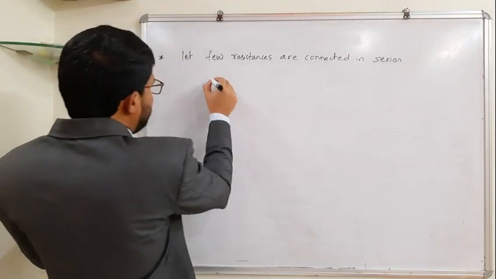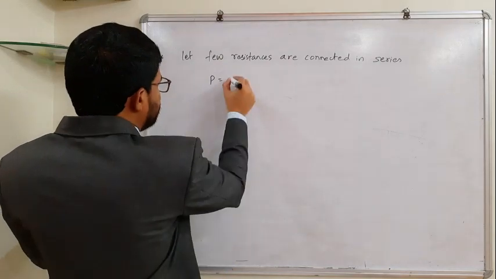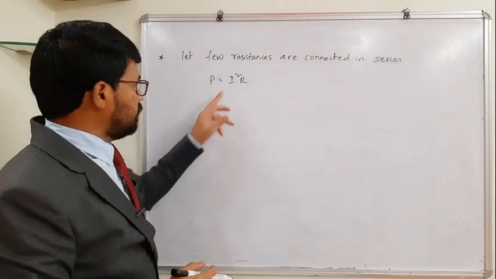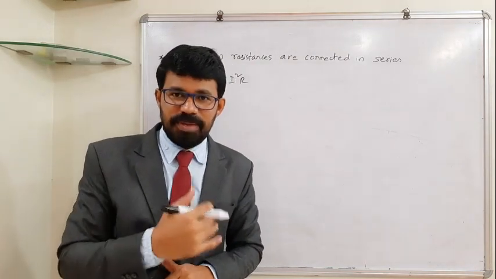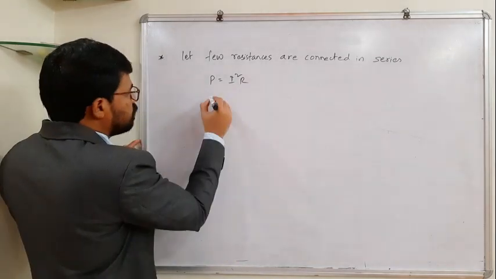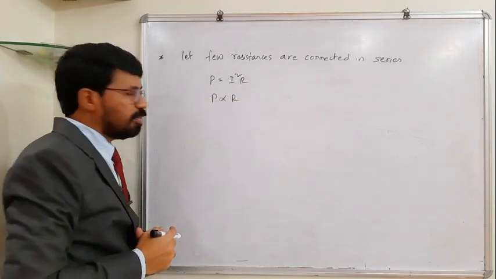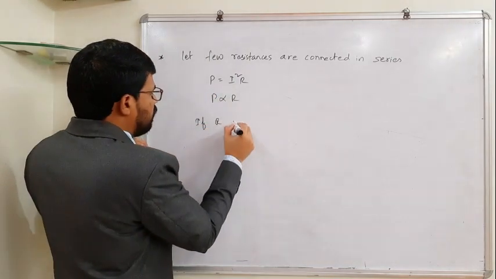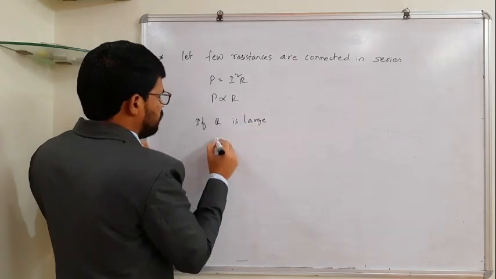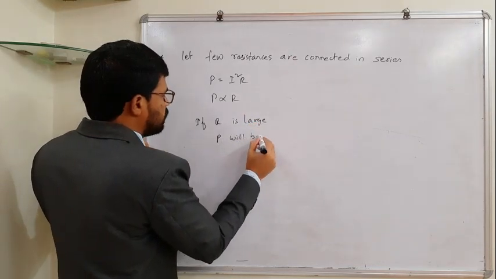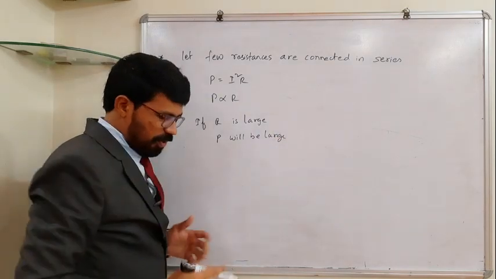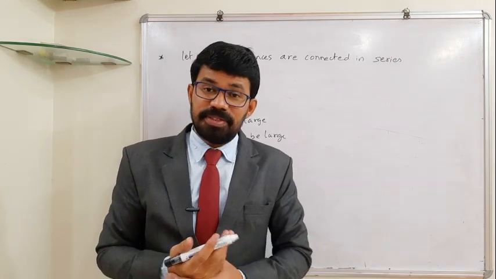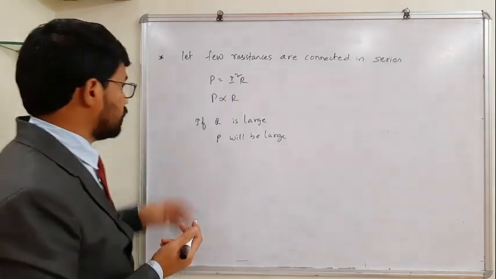Here series combination is taken, right? So power consumption can be expressed as I square R, isn't it? Just some time before we have seen. So here in series combination, I remains constant. It is the same in all the resistances. So the one whose resistance is more, in that power consumption will be more because P is directly proportional to R. So if R is large, P will be large. It means whatever electrical appliance that you have connected in series combination, if its resistance is very high, then it consumes more power. So that's the conclusion we can draw.